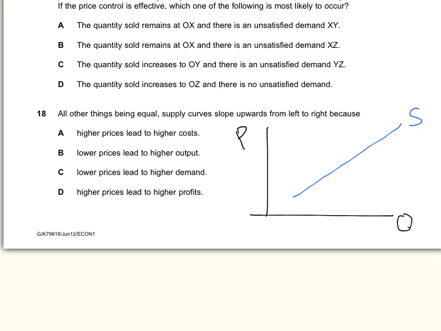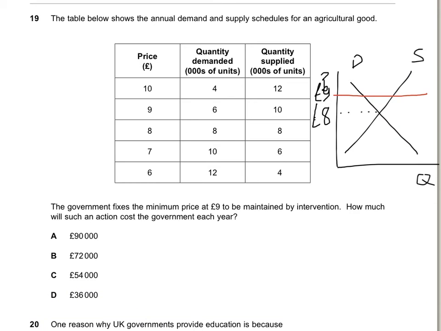Lower prices lead to higher demand. Again, that cannot be true because this is a question about supply. So why do firms increase the level of quantity supplied as price goes up? Because it allows them to achieve higher profits. So the answer is D.